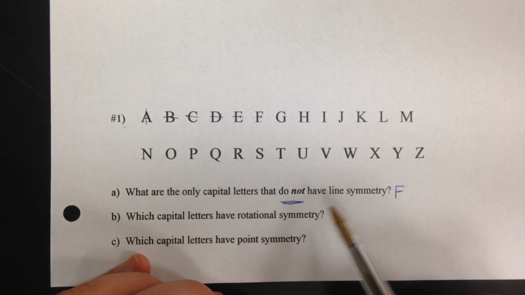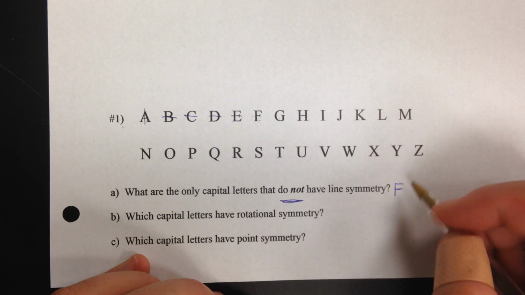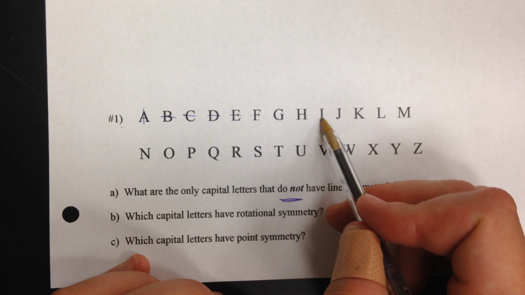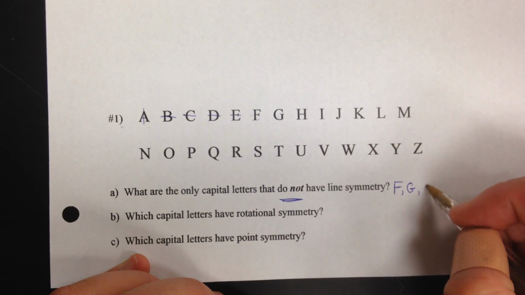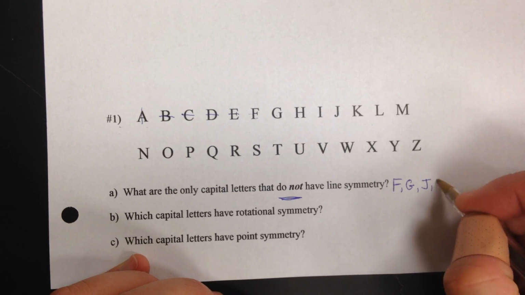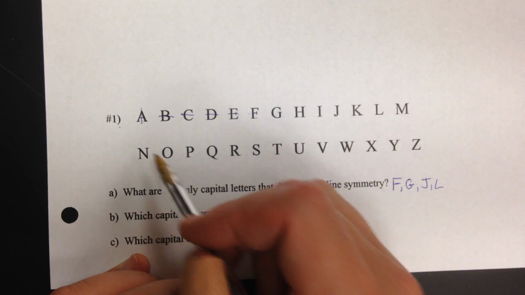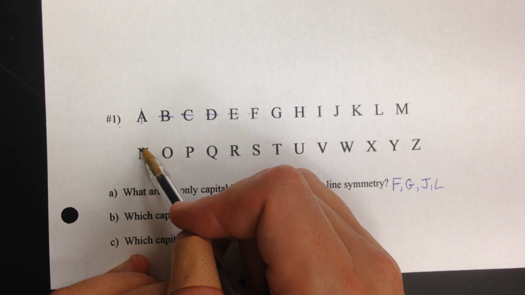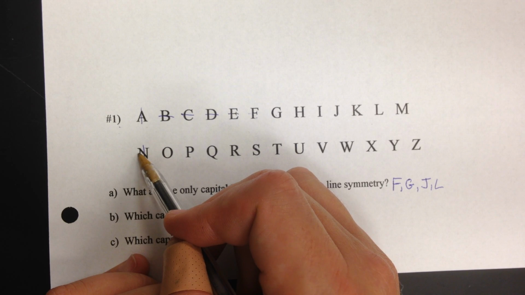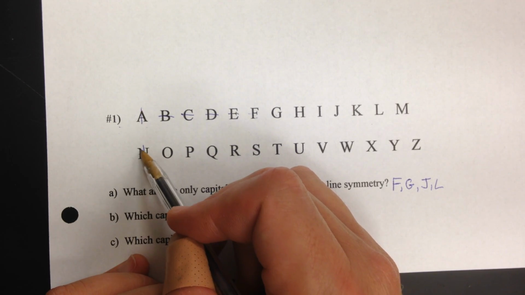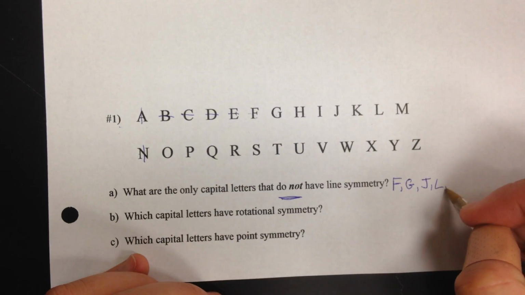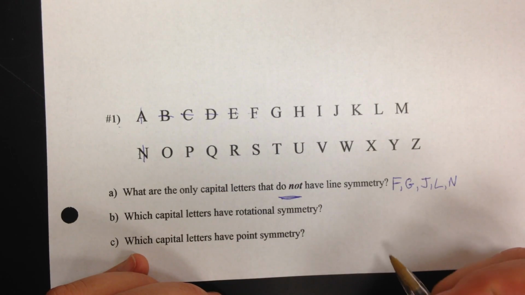All right, now I'm going to go through. G will not work. That doesn't have line symmetry. H is okay. I is okay. J is no good. K is all right. Not L. M is good. N does not work. If I try to draw a vertical line here, that's the temptation, this will fold onto here, but this part has nothing on the right side. It's down here. So N does not work for line symmetry.